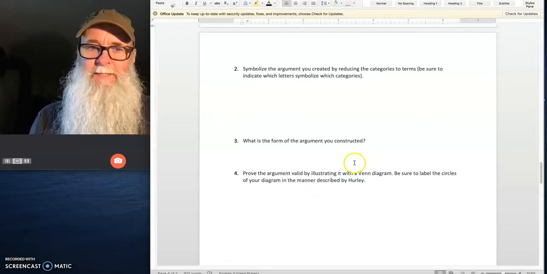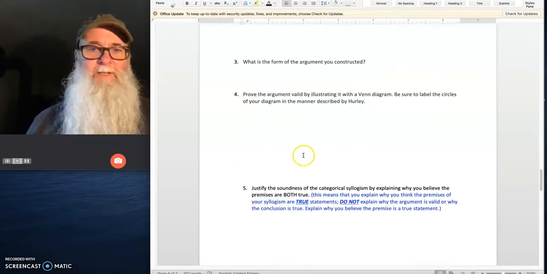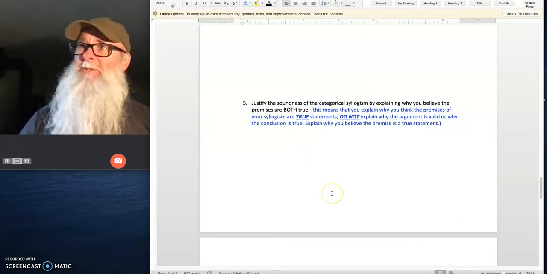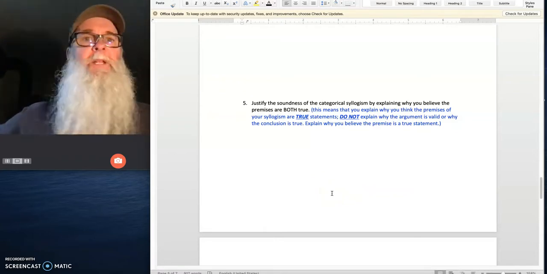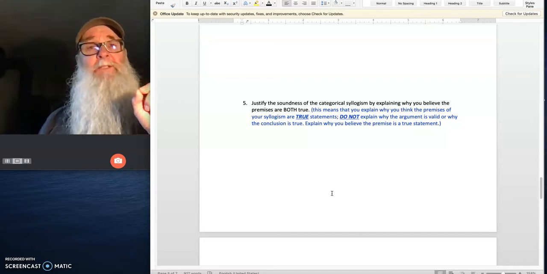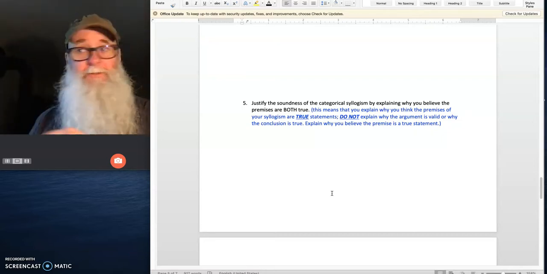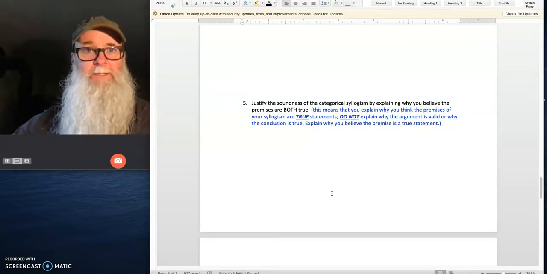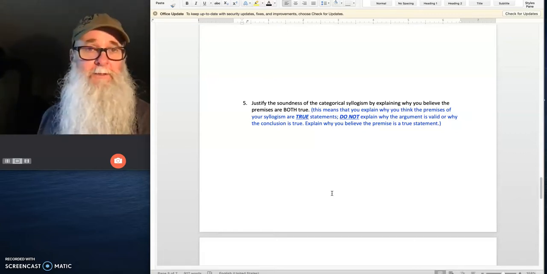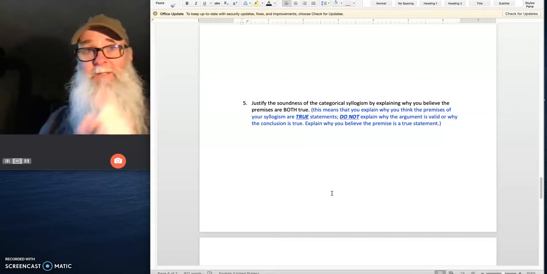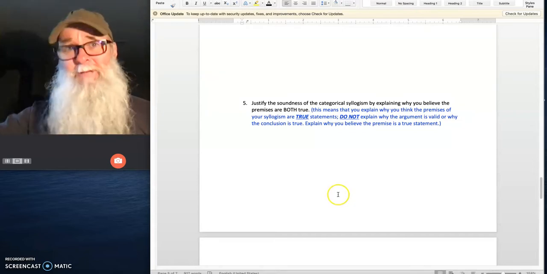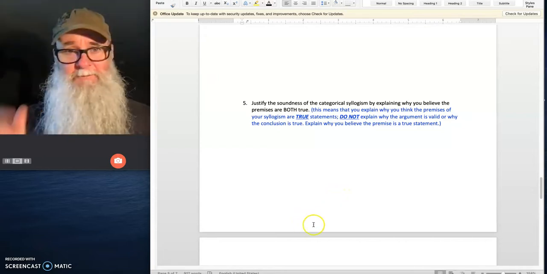Really standard stuff here. What's the form? Give me a Venn diagram, justify the soundness of your premises, why are the premises true, make a note to yourself. We never explain why the conclusion is a true statement. That's not how these arguments work. These arguments are valid. That means if the premises are true, the conclusion can't be false. So if you can prove the premise is true, you don't even have to worry about proving the conclusion true. So focus on those premises. That's a note to make to yourself. Focus on explaining each of the premises. You can even number them. Premise number 1, premise number 2, to keep you focused on those.